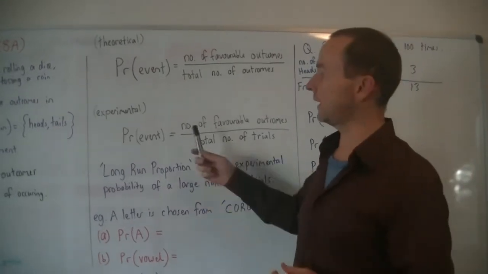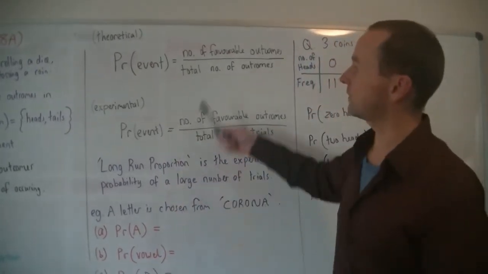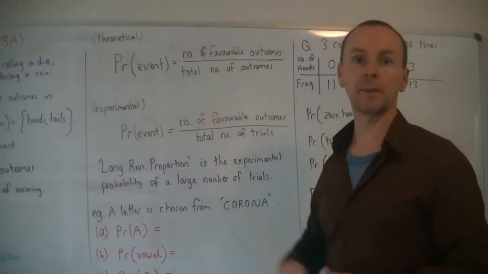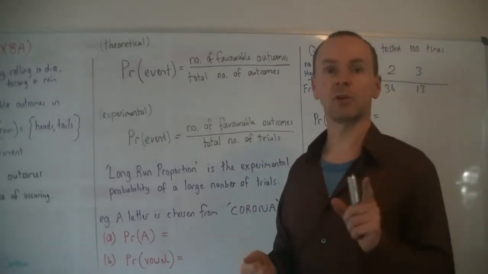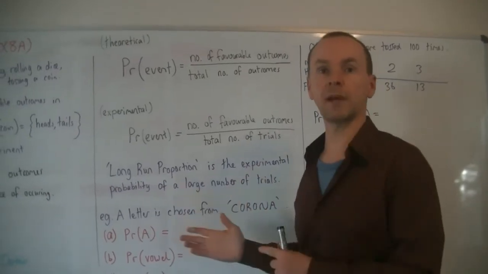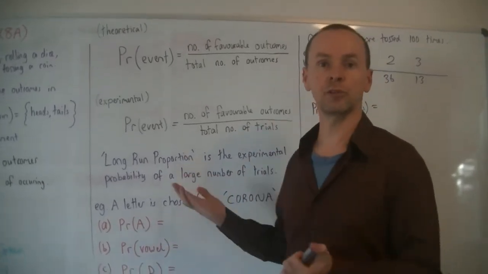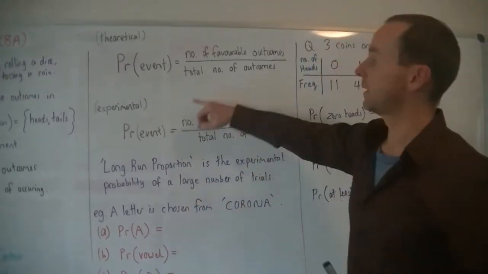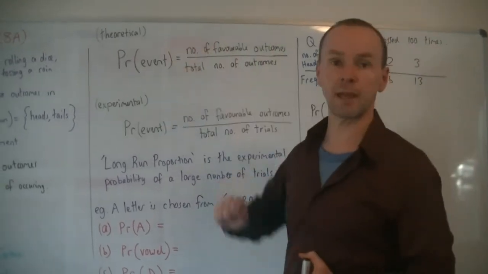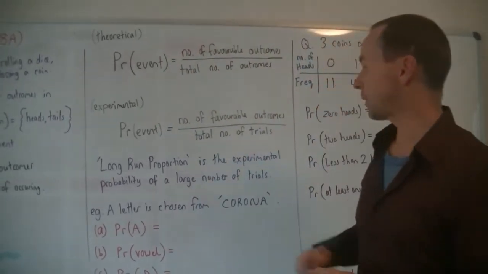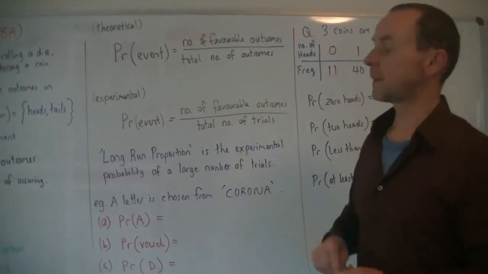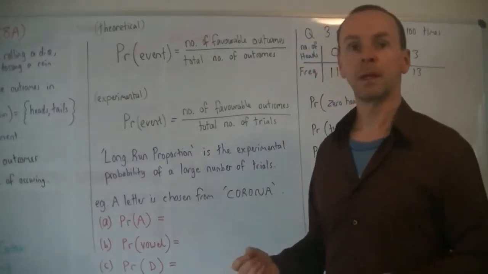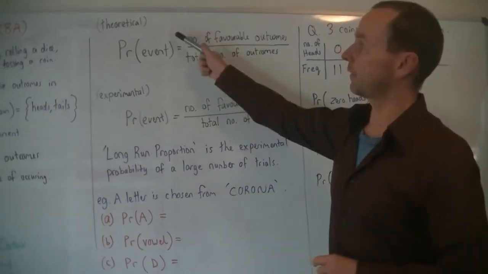And that's because in an experiment, you do not always get the theoretical probability. If you toss a coin, we expect, out of 2, 1 head and 1 tails. But you could get 2 heads or 2 tails. So the experimental probability is not always the same as the theoretical probability. But I've said here, long run proportion. What that means is, the more times we do a trial, the closer we get to the theoretical results.